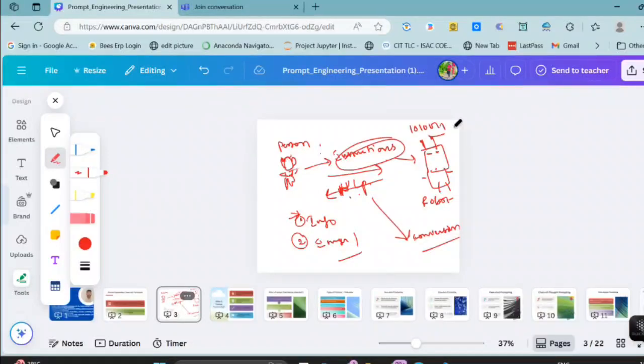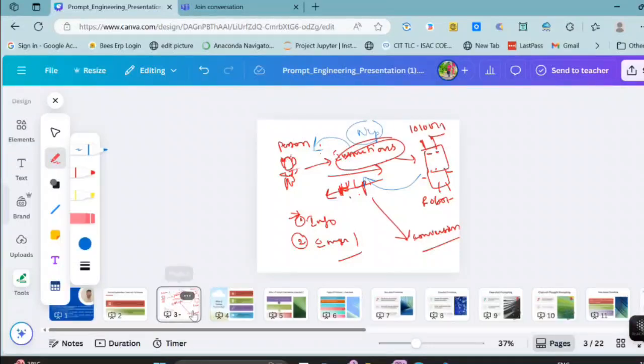Then it sends back to the NLP. NLP again converts it into human language. So just remember, here NLP is there.